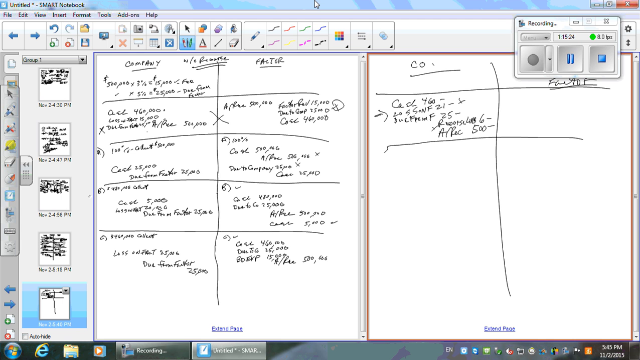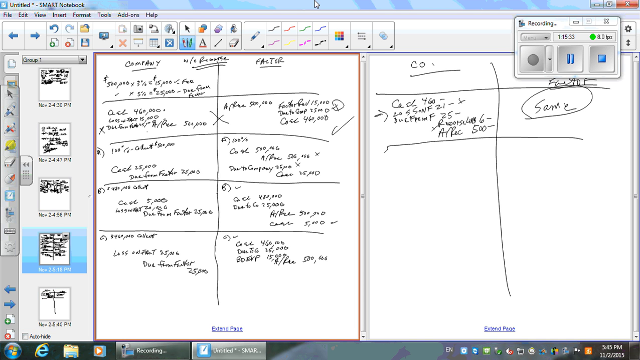On the other side of the deal, what's going to happen? Nothing. They don't know about the 6,000. It's the same. So I'm going to have exactly the same entry as this one. They don't know about it. The factor doesn't know. Got it? Everybody good? Except now they have recourse.